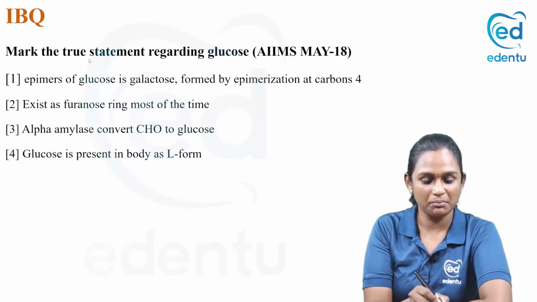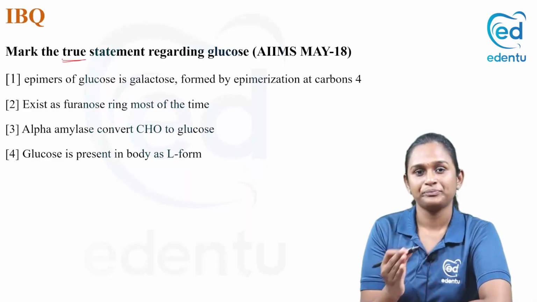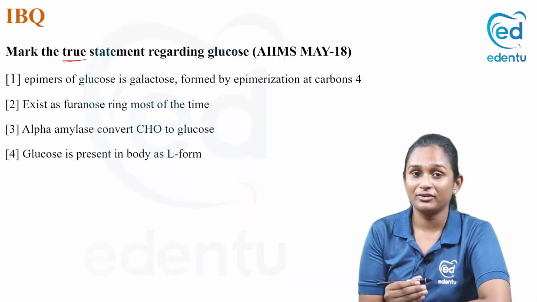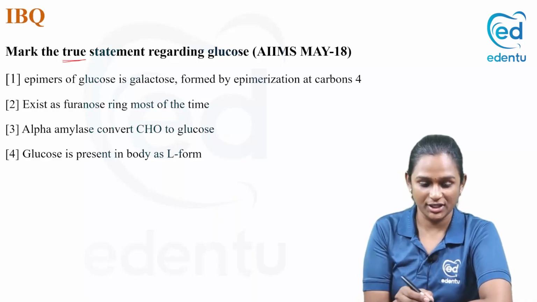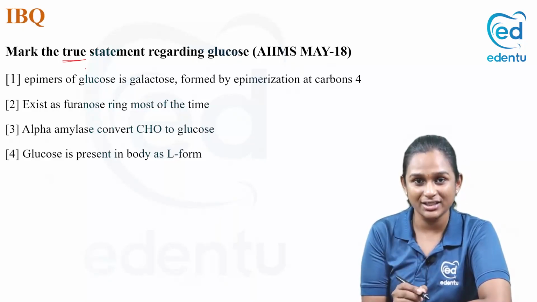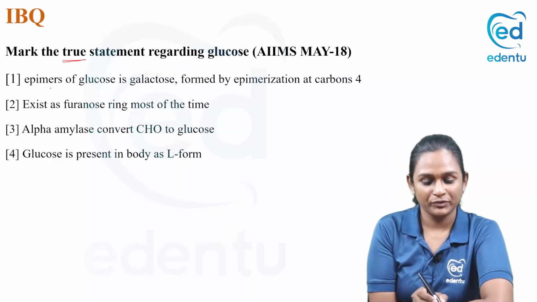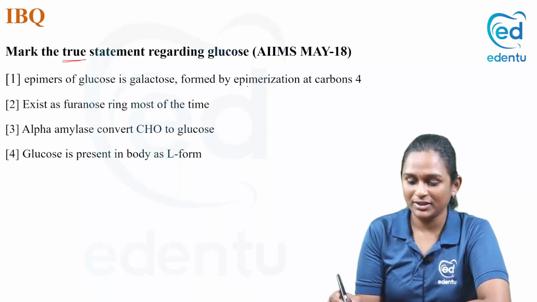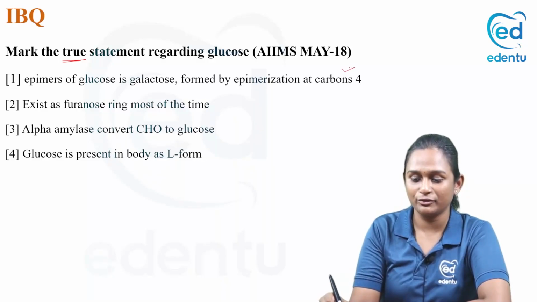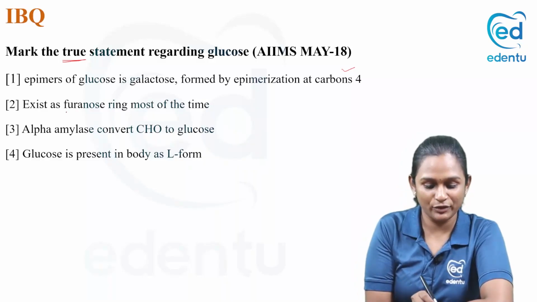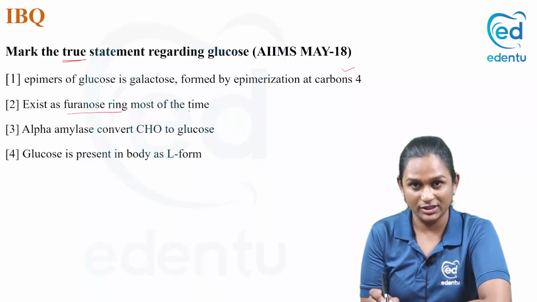Here, the question is: mark the true statement. When they ask true or false, you have to be conscious before reading each and every option. Mark the true statement regarding glucose. They are asking which one is right about glucose. Yes, so epimer of glucose is galactose, formed by the epimerization at carbon 4. Okay, this glucose exists as furanose ring most of the time.